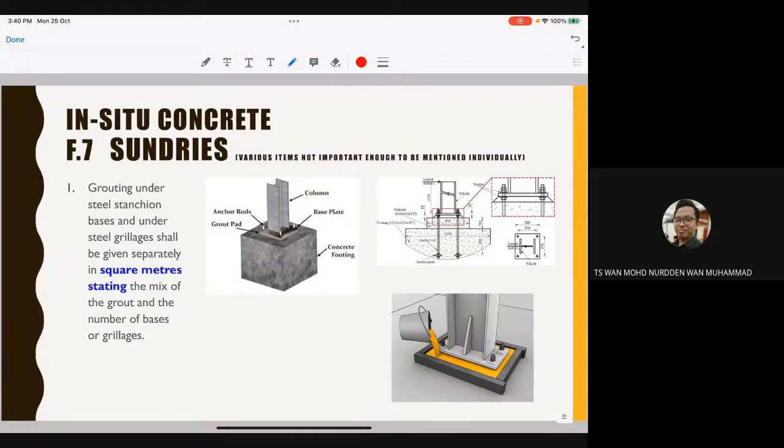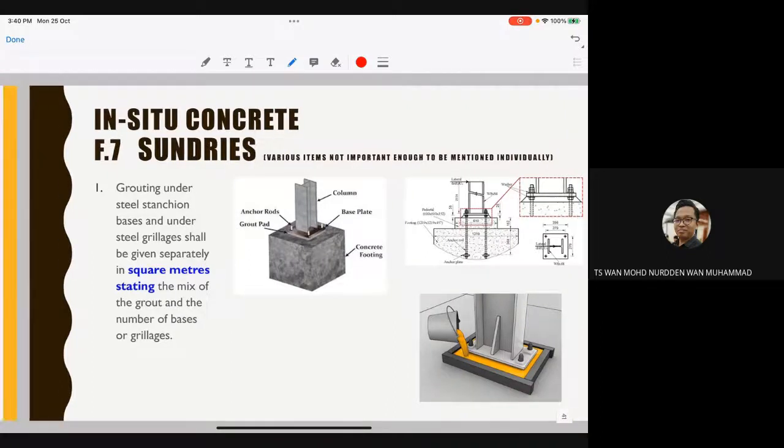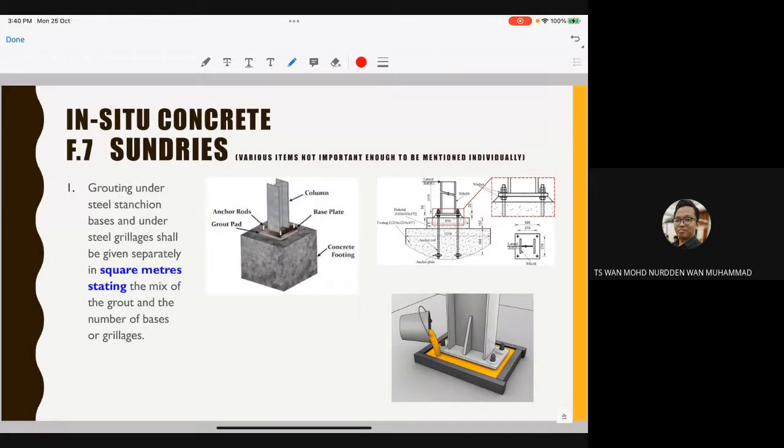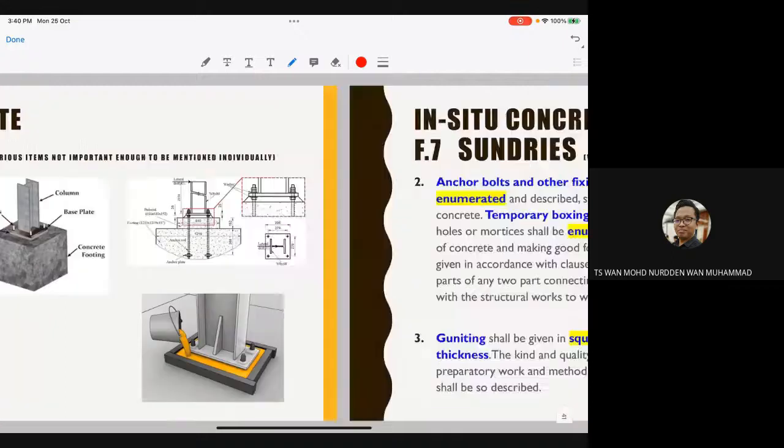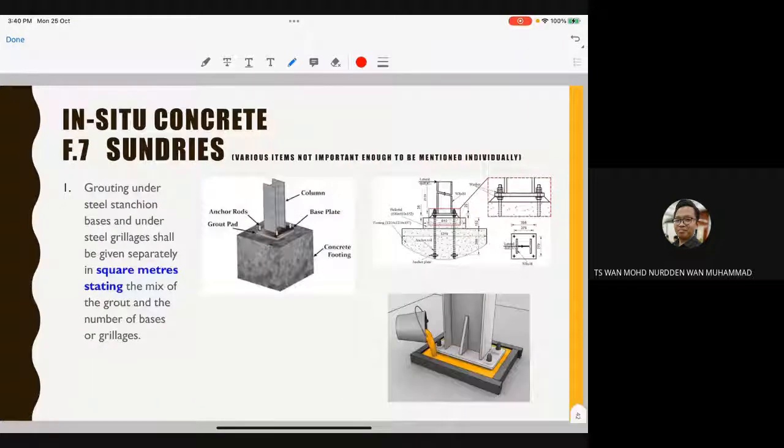Okay. F7. F7 kita sambung esok. Boleh kan semua? Boleh. Okay. Untuk hari ni kita sampai situ dulu. Okay. Esok kita sambung F7 dengan satu lagi reinforcement lah. Kita akan masuk reinforcement. Okay, sampai situ dulu.